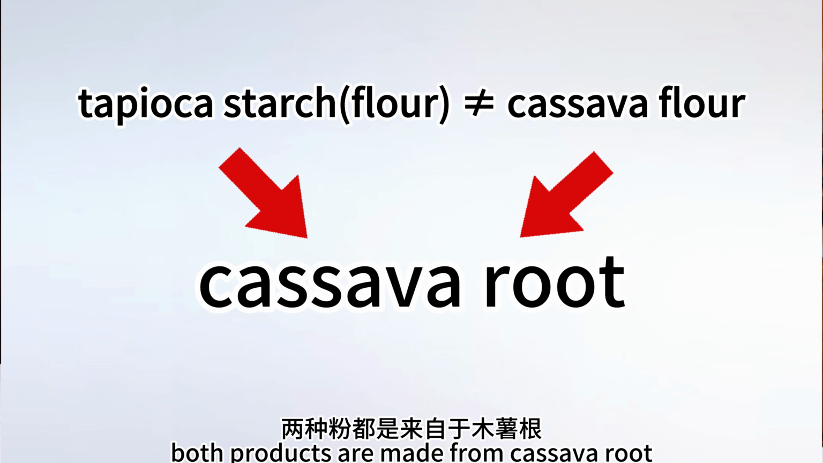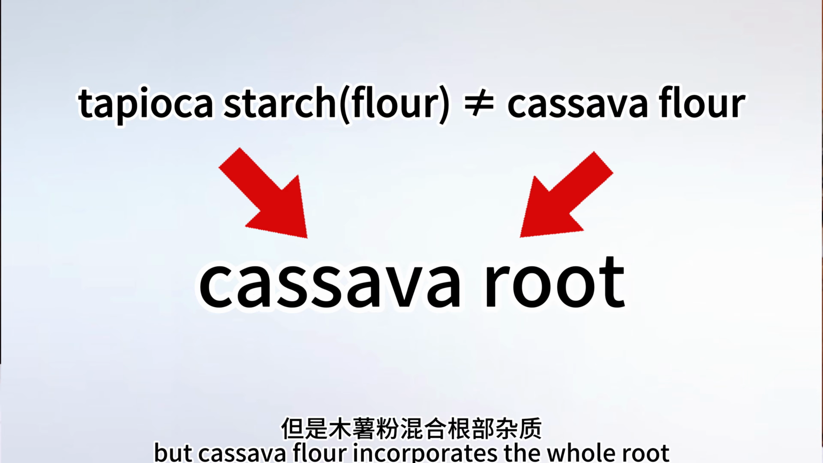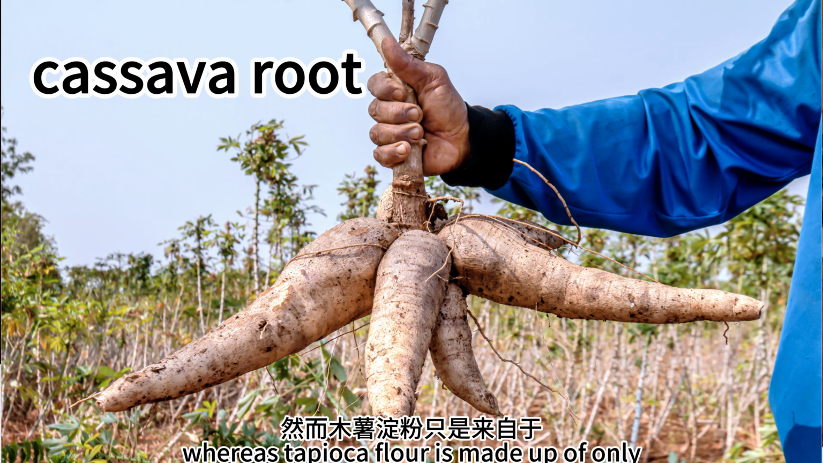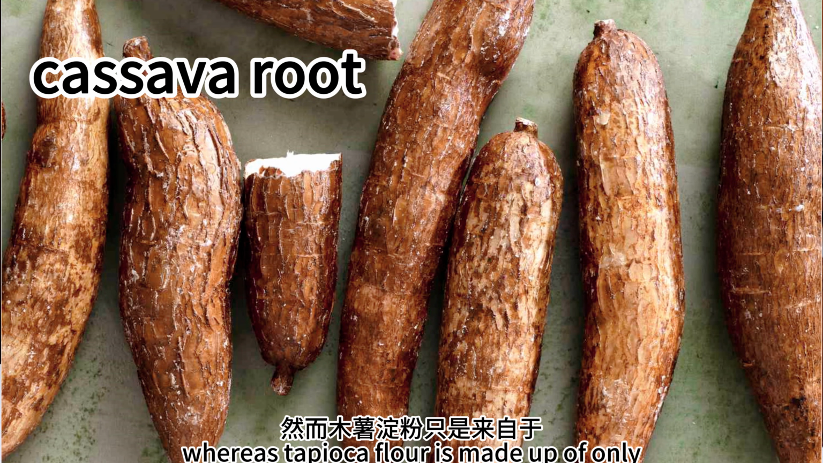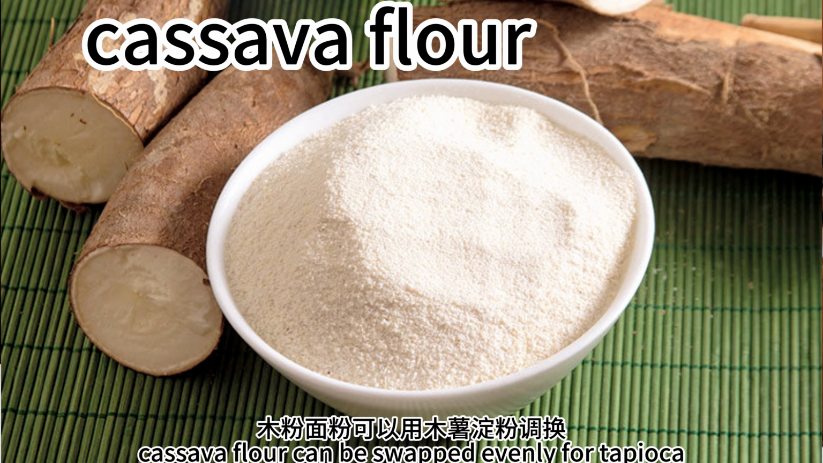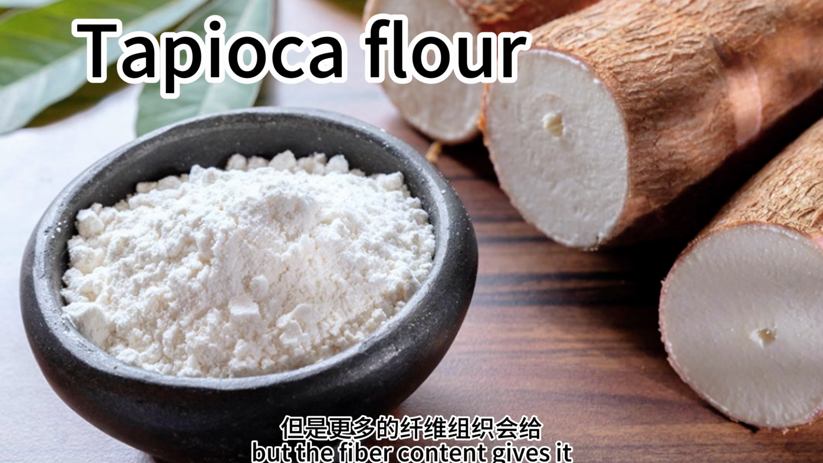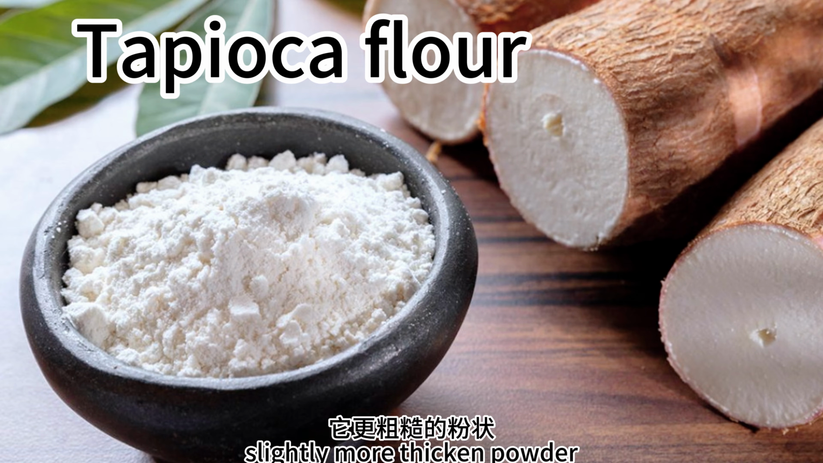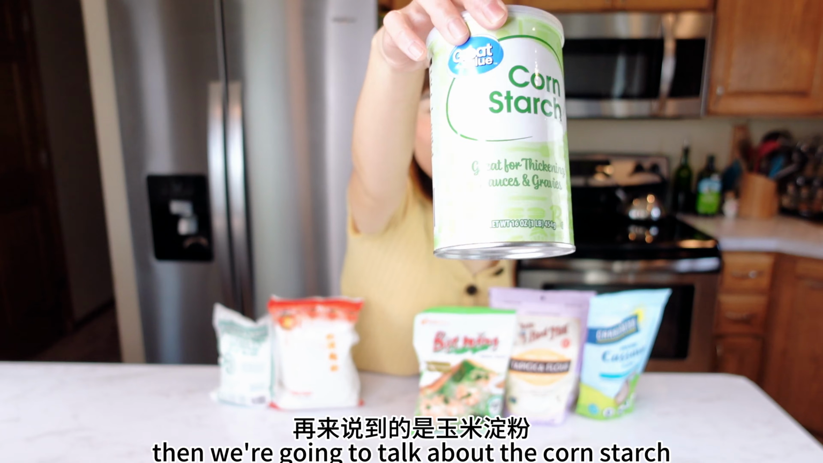Both products are made from cassava root, but cassava flour incorporates the whole root, whereas tapioca flour is made up of only the starch part of the plant. In most recipes, cassava flour can be swapped evenly for tapioca, but the fiber content gives it a slightly more thickened powder. Then we're going to talk about the cornstarch.